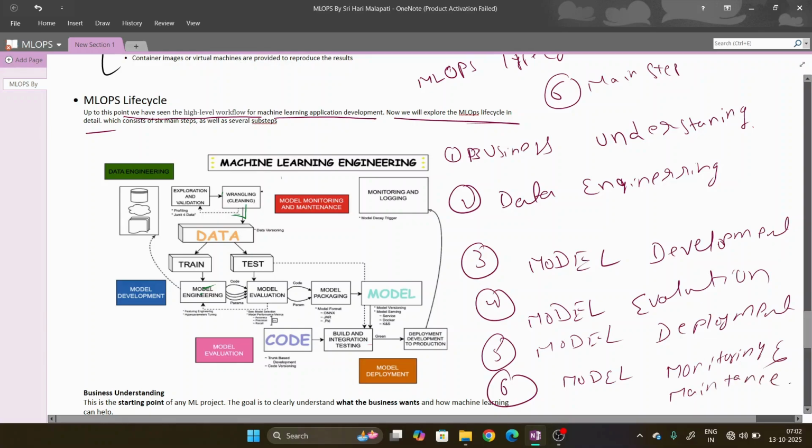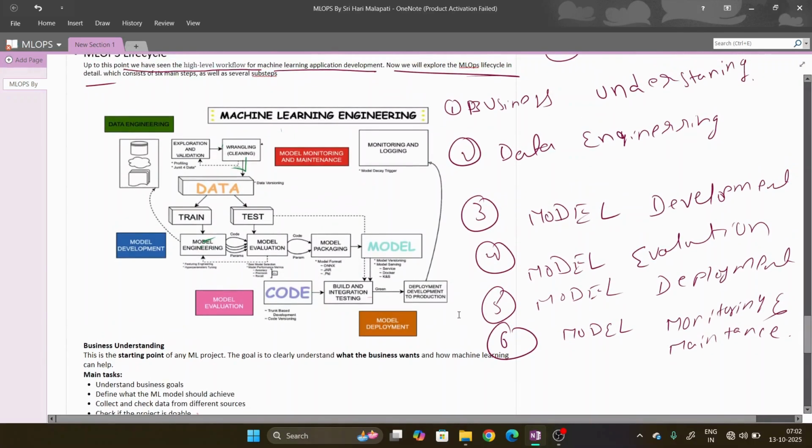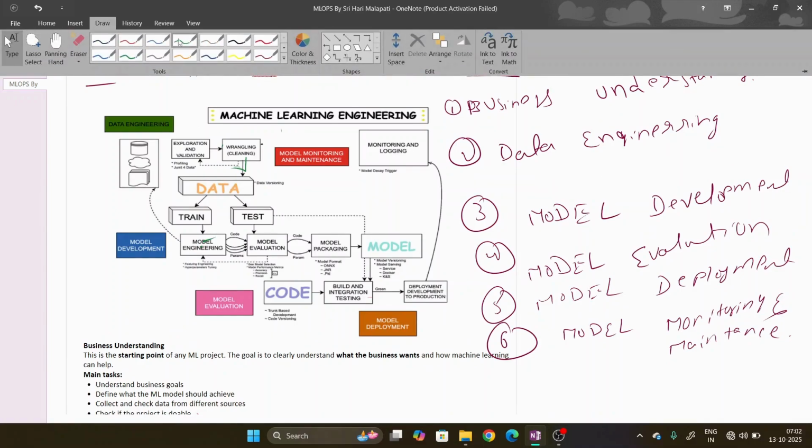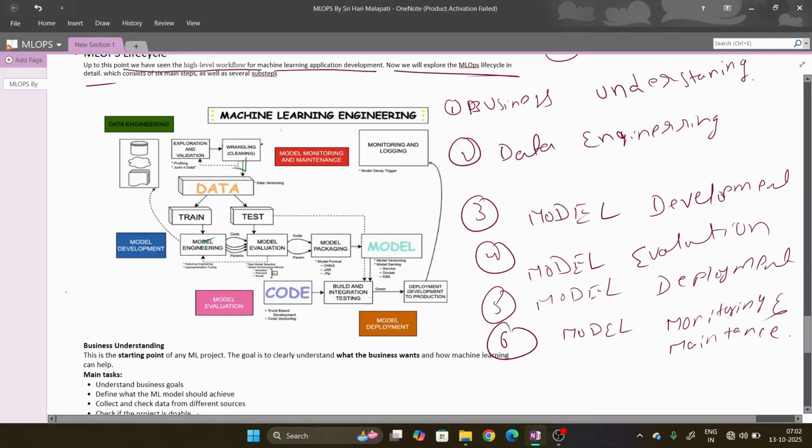These are all the machine learning life cycle, a total of 6 steps. We'll discuss first what business understanding is. Business understanding is the starting point of the problem. In this ML project, the goal is to clearly understand what the business wants and how machine learning can help. First one, understanding the business goals.